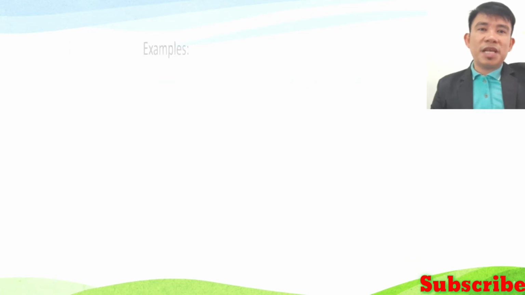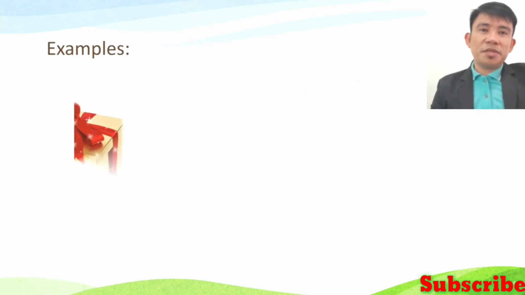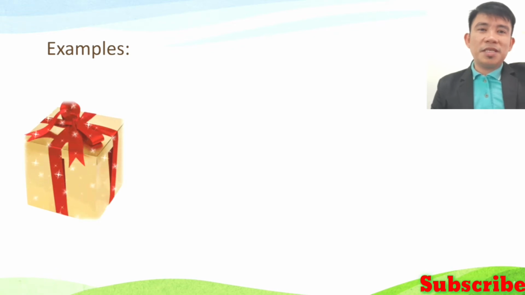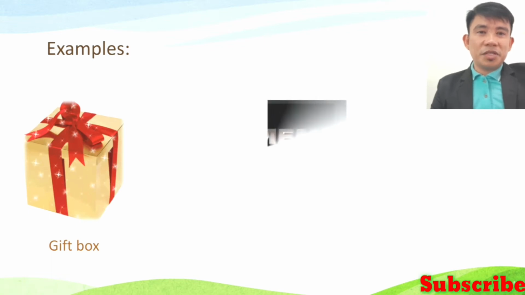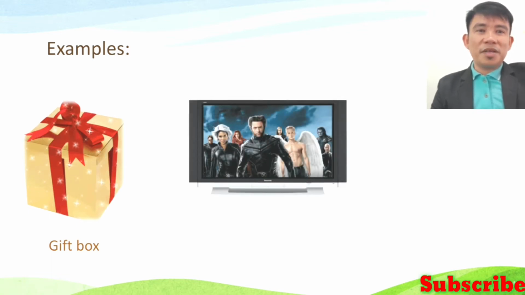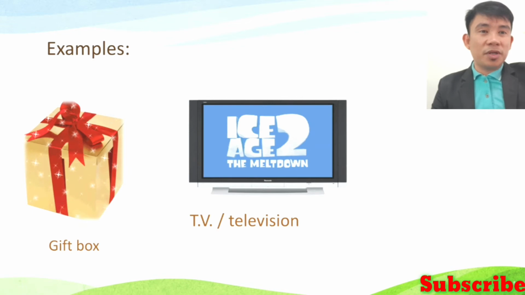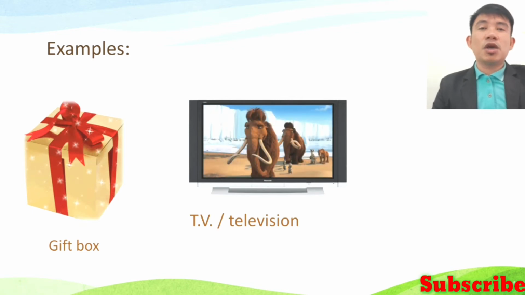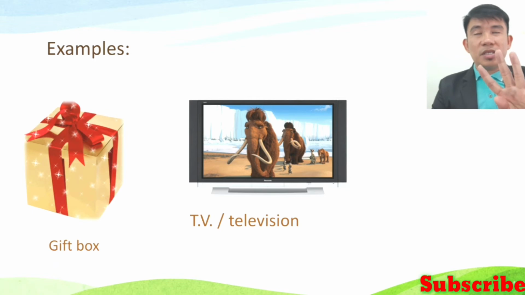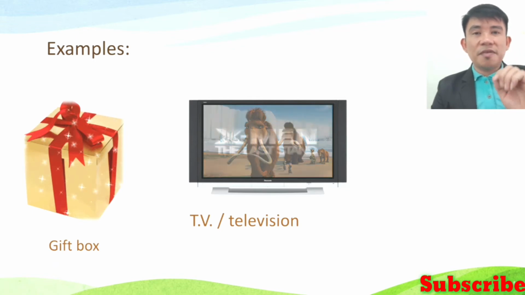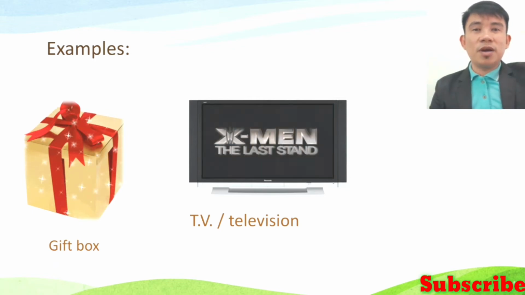So I will give you other examples of quadrilateral shapes. As you can see, this one, what is this? It's a gift box, and a face of a gift box is a quadrilateral or a square. How about the flat screen, or let's say a TV or a television? The shape of a television is a rectangle. So a rectangle is also a quadrilateral. A square is also a quadrilateral, as long as it has four straight sides and four vertices. That is called a quadrilateral. Quad means four.